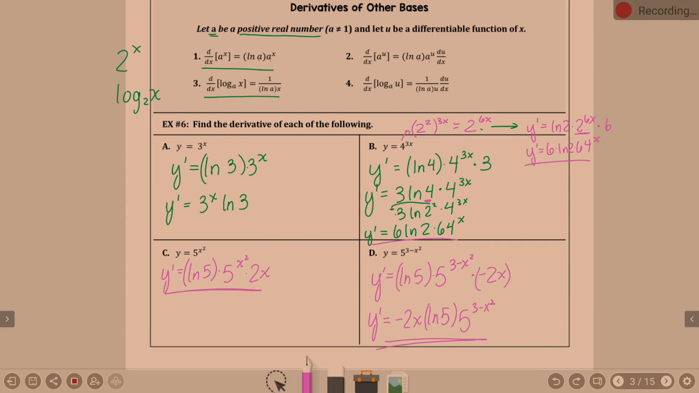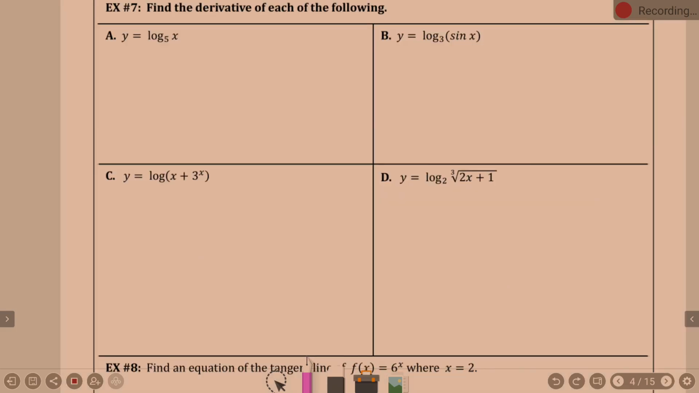Now let's go practice derivative of a log. Remember, derivative of a log, 1 over natural log of the base times x, so times the inside. So y equals log base 5 of x. Y prime.